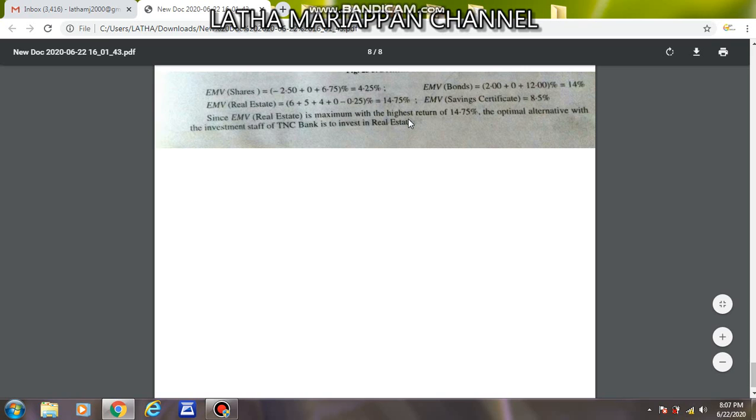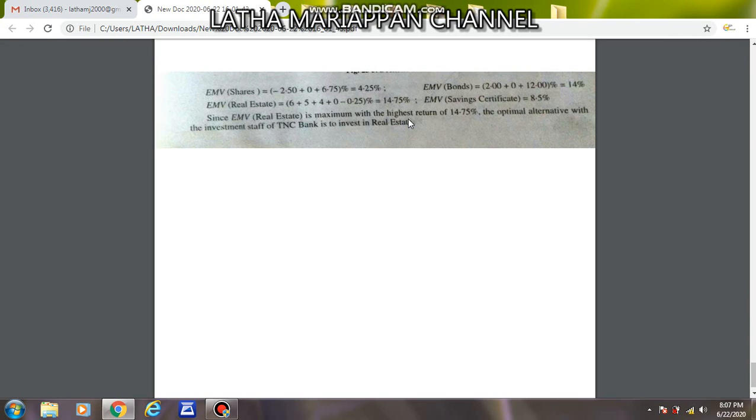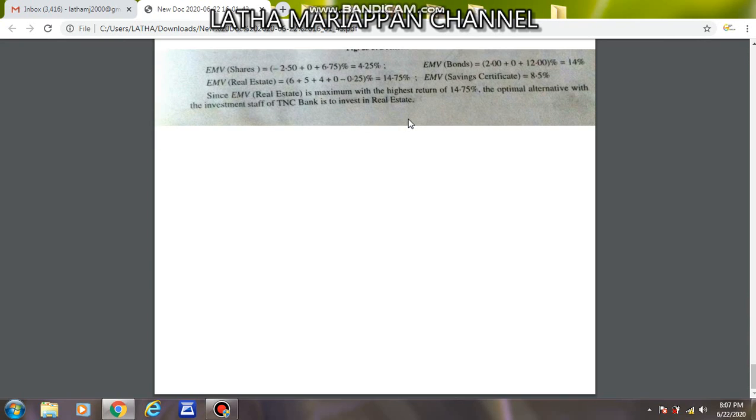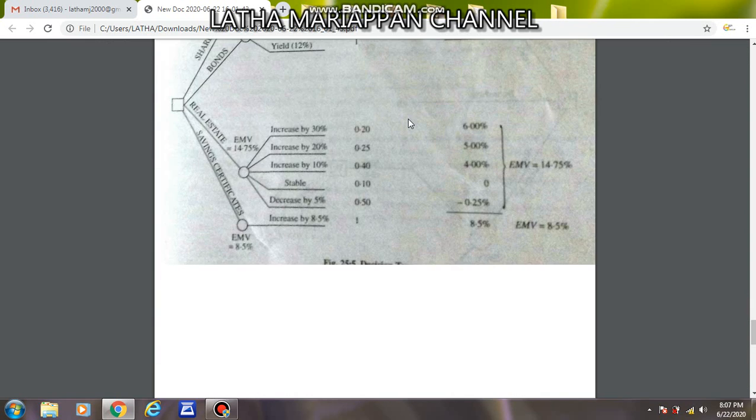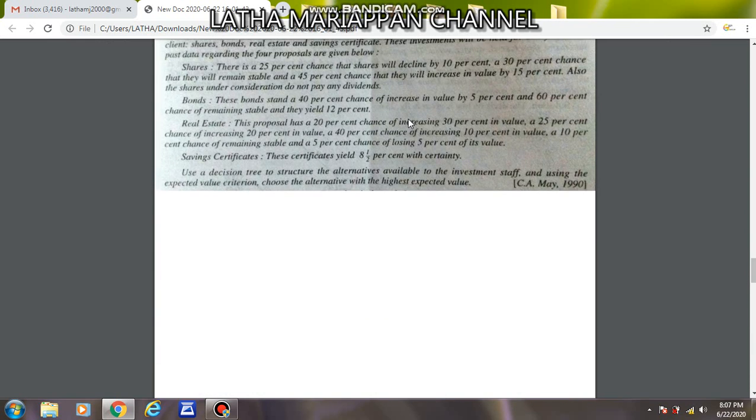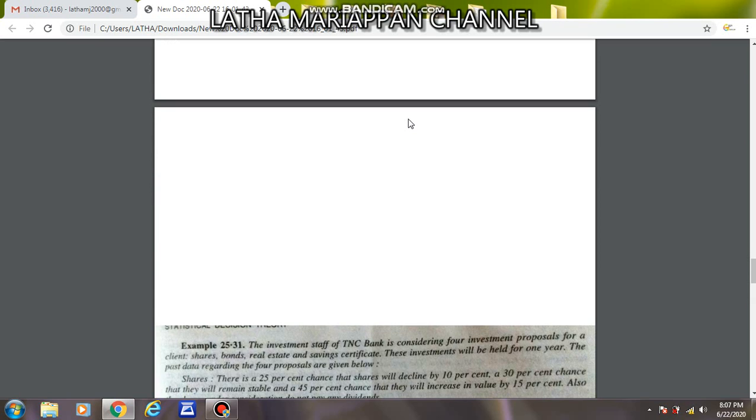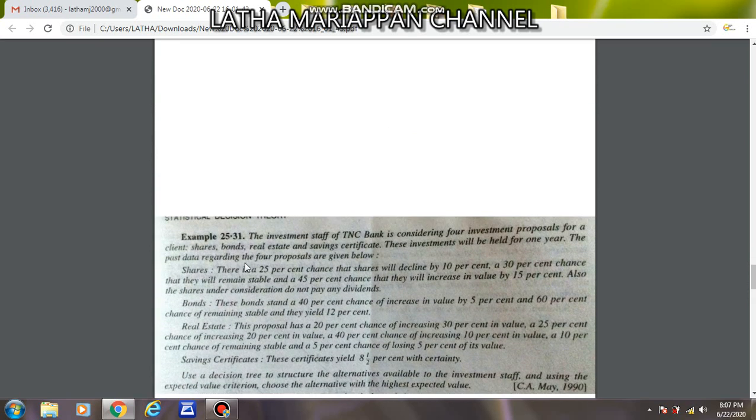This is the second problem. Hope you understand this. You can take down this problem. Whatever data is given, you have to multiply with the particular value. See here, they said a 25 percentage chance that share will decline by 10 percentage. Chance means it is a probability, so you take 0.25 and multiply with this 10 percentage. You have to identify where they have given probability, and multiply that value with the respective number.